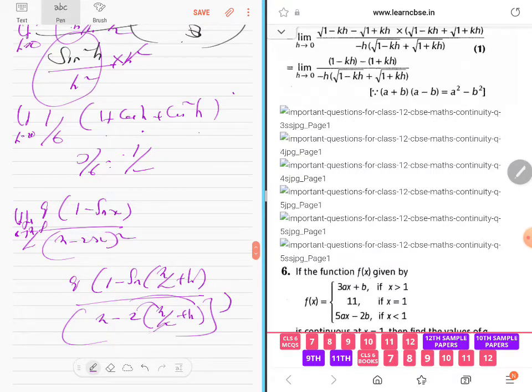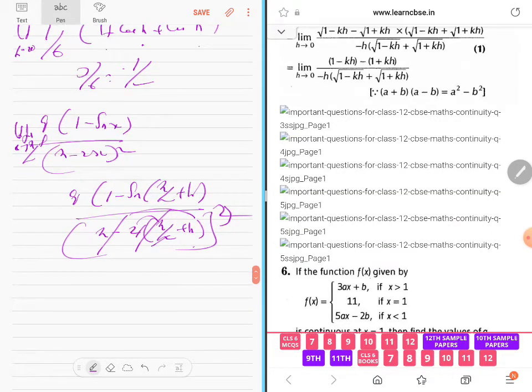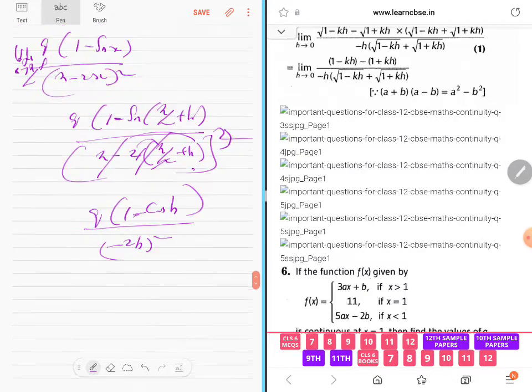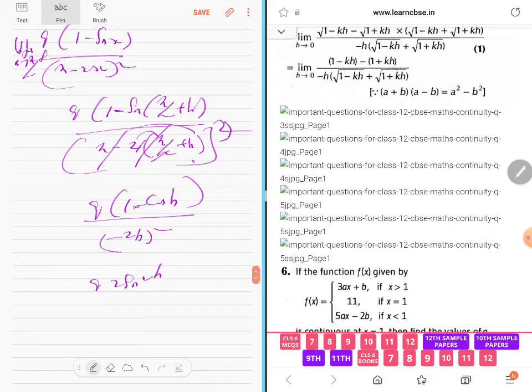If you take the 2 in, 2 and 2 get cancelled, pi and pi get cancelled, you get minus 2h the whole square. This will become 2h minus 2h the whole square, which is 4h square, and q into 1 minus sin (90 plus h), which is nothing but cos h, so 1 minus cos h. In the second quadrant cos is negative, so it remains 1 minus cos h by (minus 2h) the whole square. 1 minus cos h is 2 sin square h by 2 by 4h square, correct? And you know sin square h by 2 by h square by 4, so multiply and divide by 4. So this becomes 1, the 2 and 4 get cancelled, and you get q by 8 as the answer.